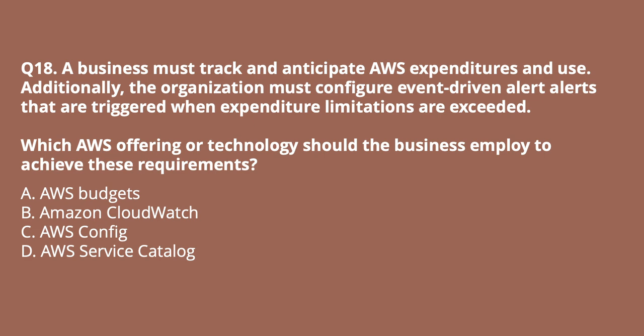So we have option A, AWS Budgets, option B, Amazon CloudWatch, option C, AWS Config, and option D, AWS Service Catalog. So the correct answer here is option A, AWS Budgets. So we can anticipate AWS expenditure and usage using AWS Budgets.